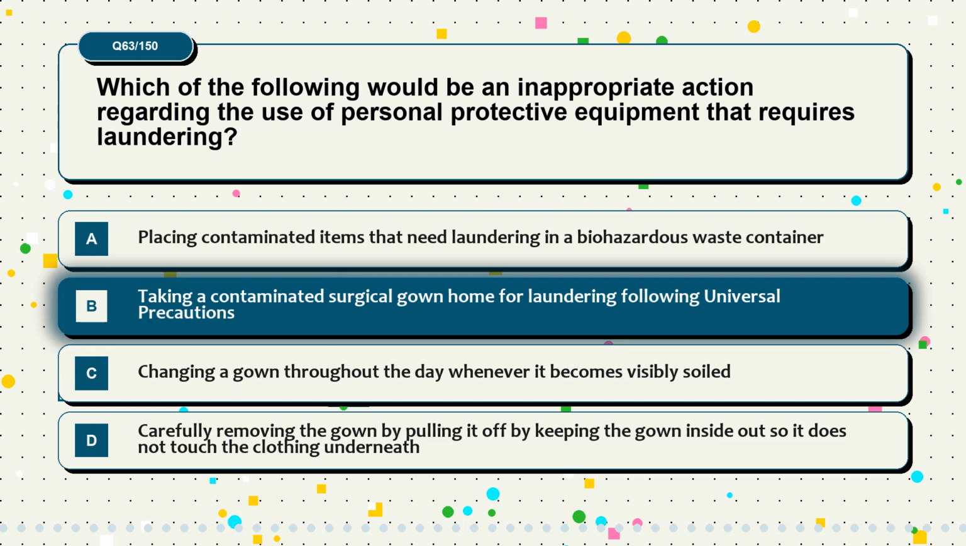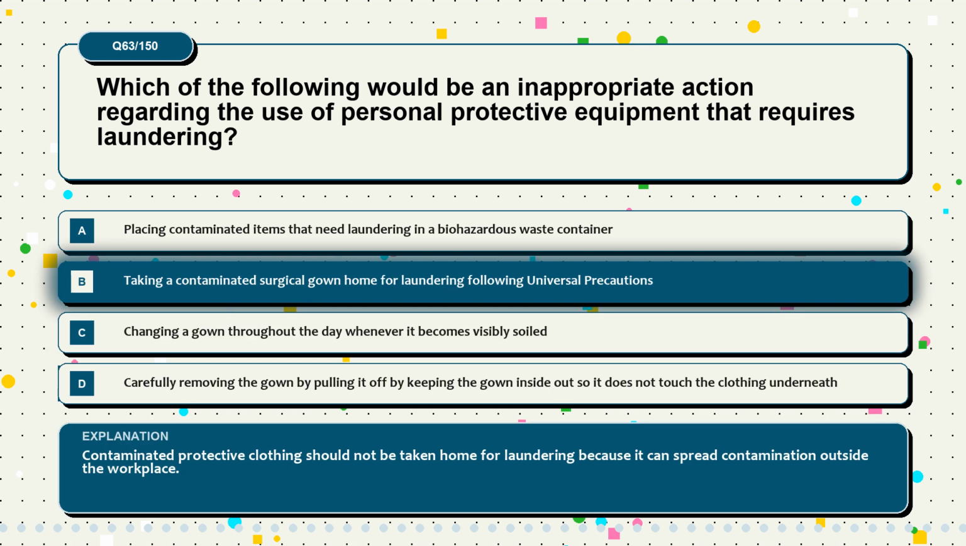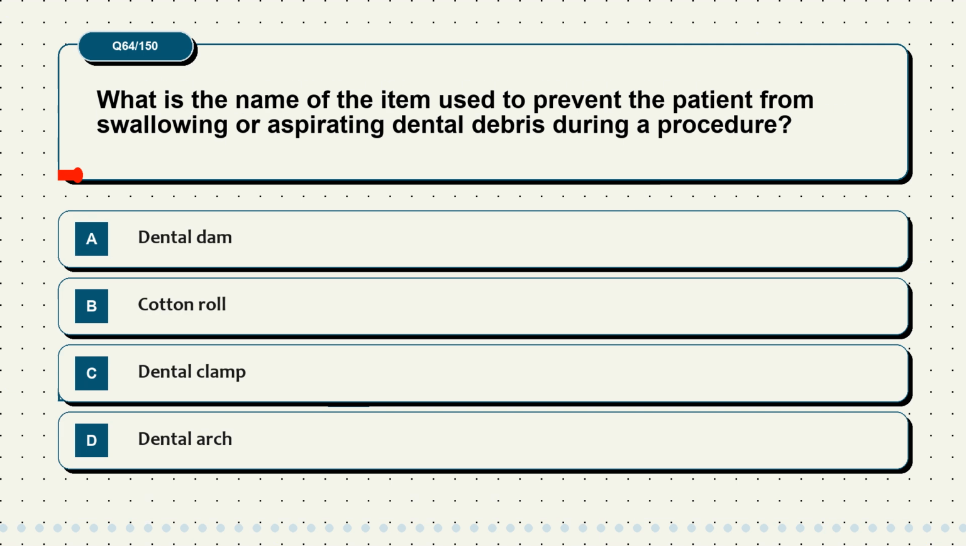The correct answer is option B. Taking a contaminated surgical gown home for laundering following universal precautions. Contaminated protective clothing should not be taken home for laundering because it can spread contamination outside the workplace. Question 64. What is the name of the item used to prevent the patient from swallowing or aspirating dental debris during a procedure? Here are the options.